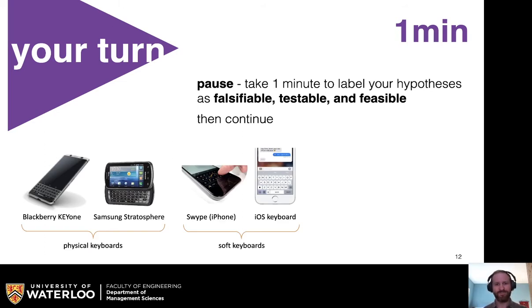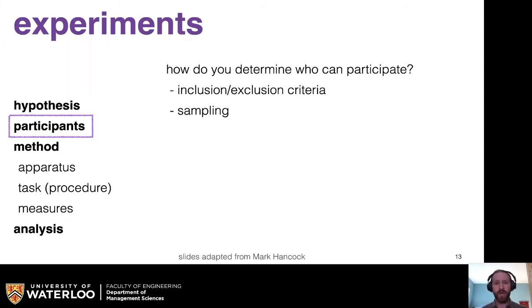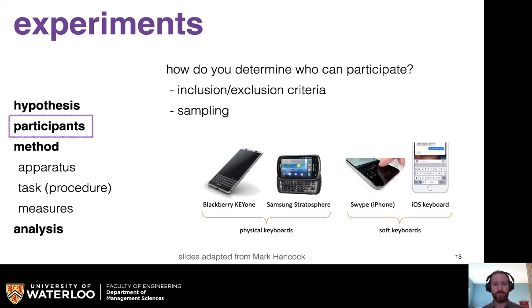Here's the experiment. How do you determine who can participate in your study? You might come up with inclusion or exclusion criteria that determine whether someone is able to take part, and then you might sample from people who are eligible using sampling methods.